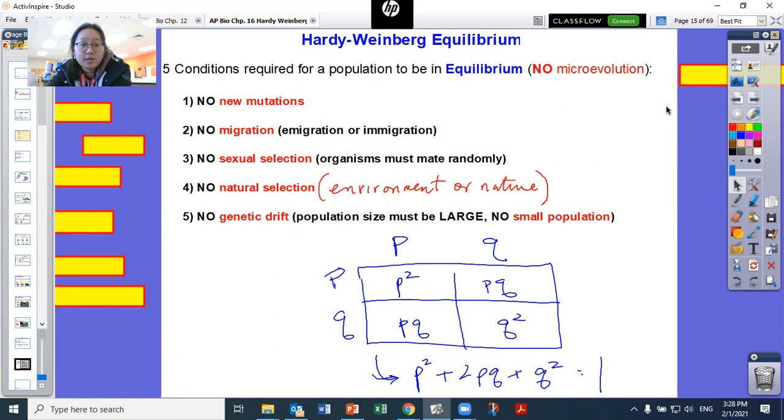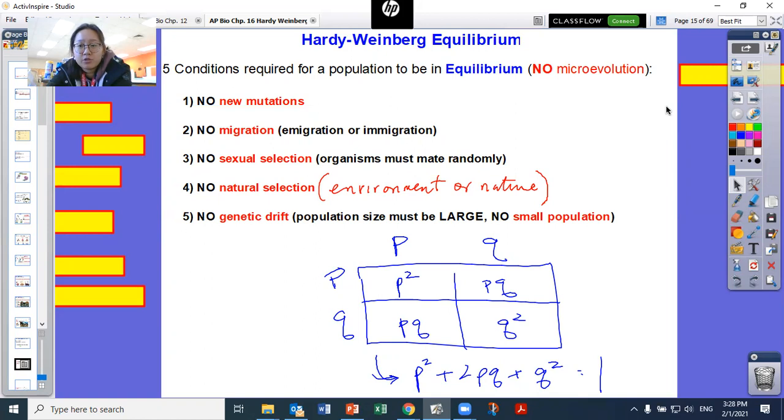So if P represents one allele and Q represents the other allele, technically P plus Q equals 1. That would be because the percentage of P's and the percentage of Q's added together equals 100% of the population. Now, this formula at the bottom here, where P squared plus 2PQ plus Q squared equals 1, also holds valid when you have those ratios of P plus Q equals 1.